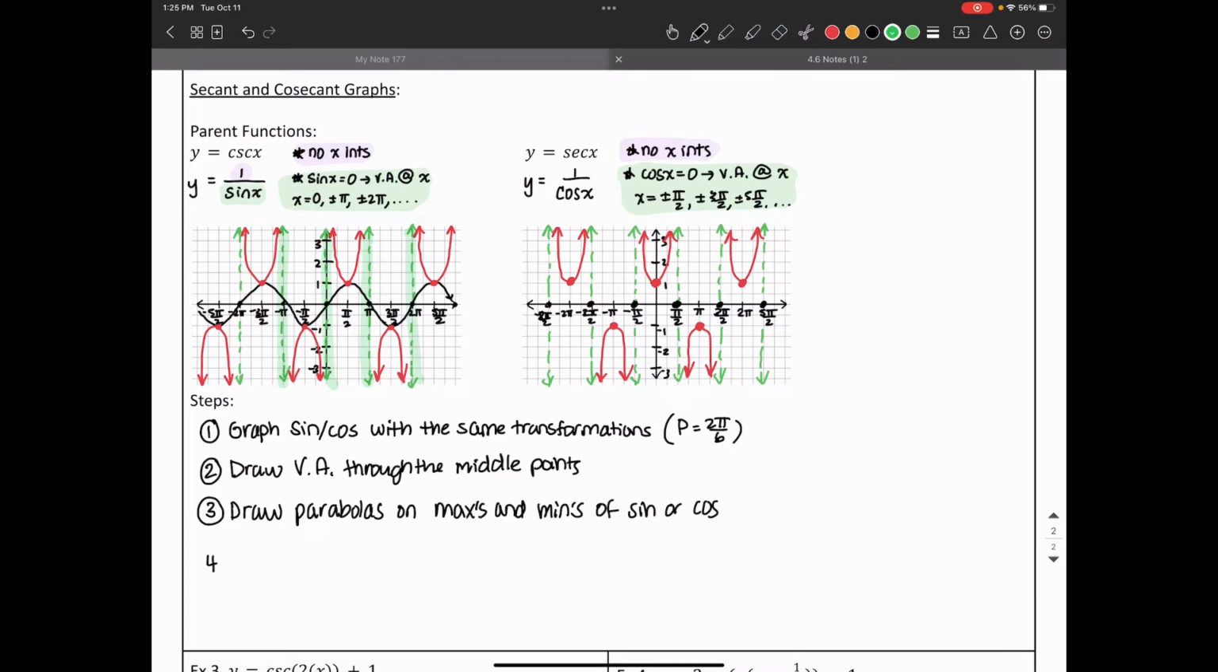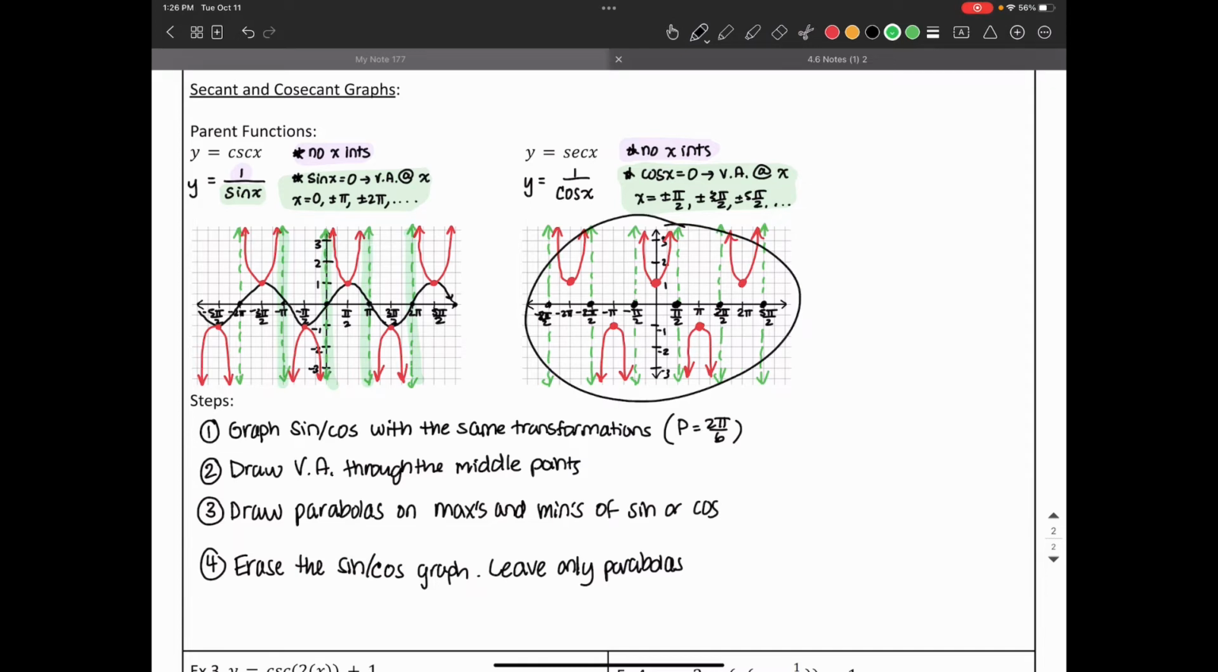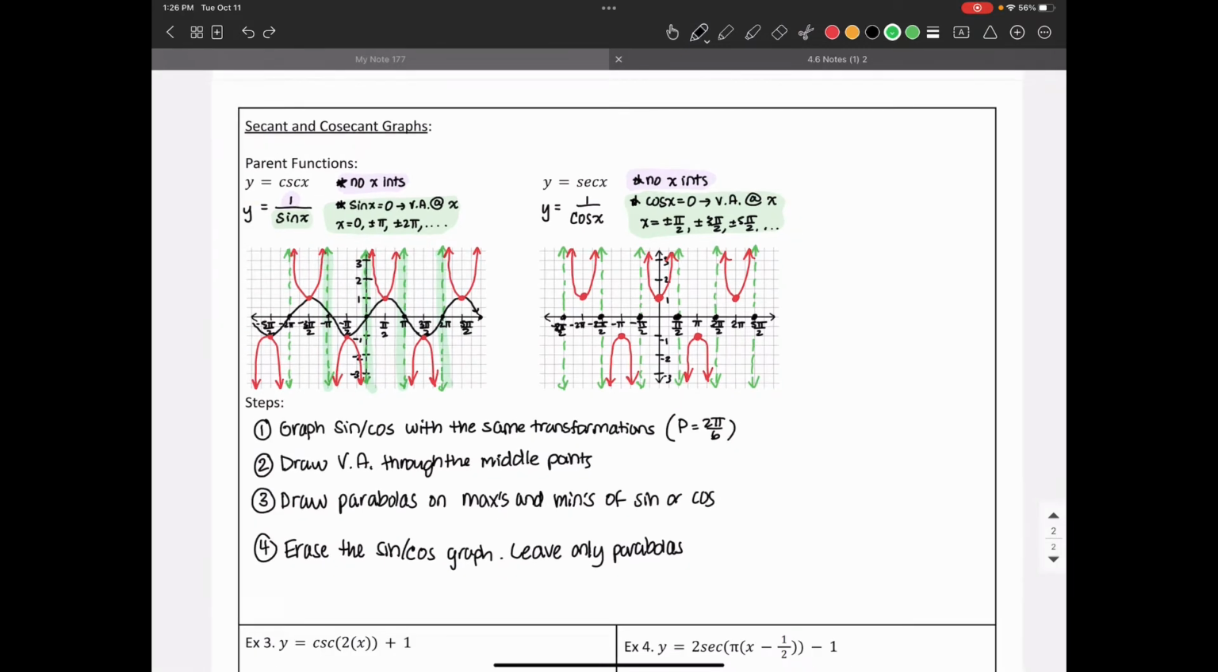And then the last thing that I'm going to do is erase the sine or cosine graph, or indicate in some way, shape, or form that it is not included. I'm going to leave only the parabolas. Okay. I think the best way to do it is to not actually draw it like I did here. Just draw the maxes and the minimums and the middle points so that you don't have to erase it. All right, let's try an example.